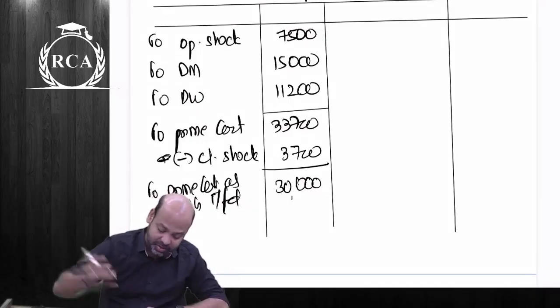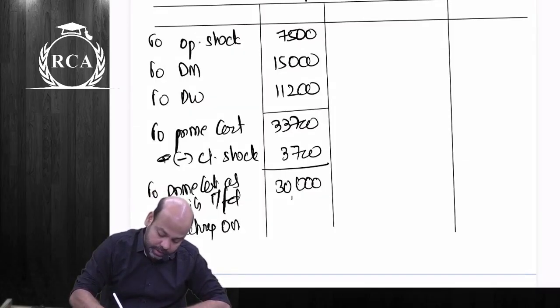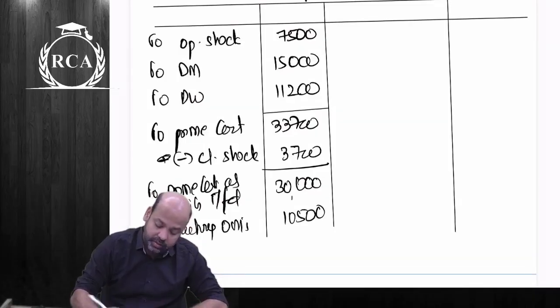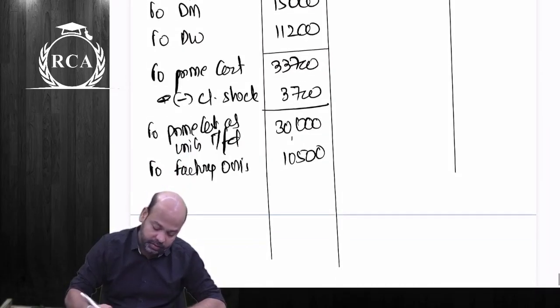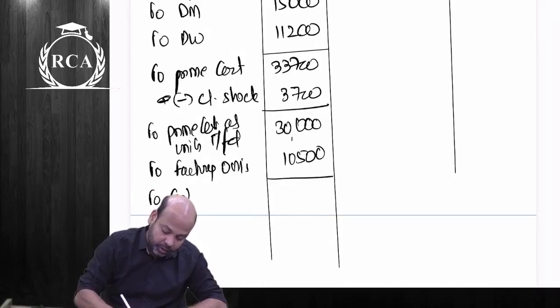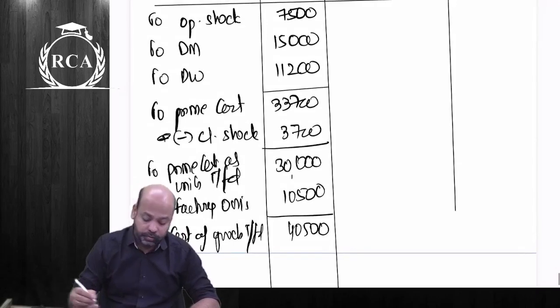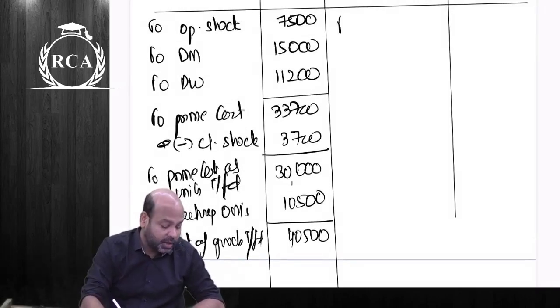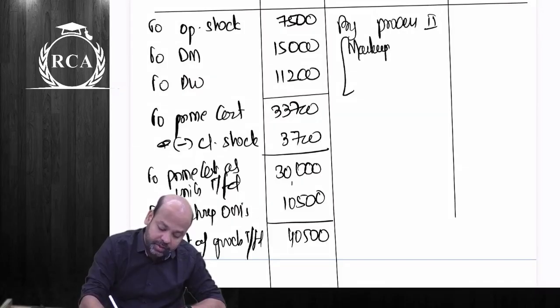After that, what is the amount of factory overheads? 10,500 rupees is the amount of factory overheads. So what is the total cost of units transferred? Are you all following? The cost of goods transferred is 40,500. These inventories are being transferred to the next process, that is process 2, at a markup of how much? Markup is 25% on transfer price.